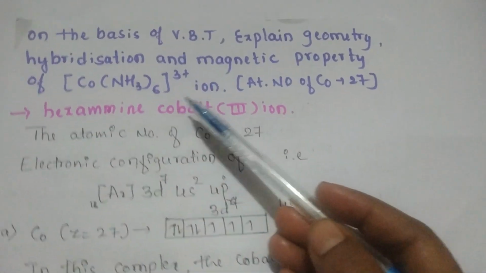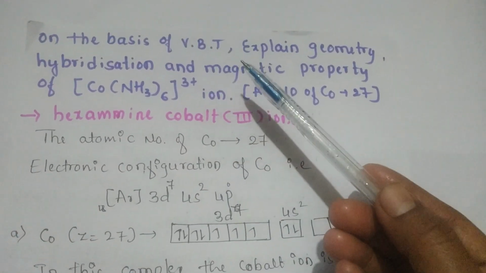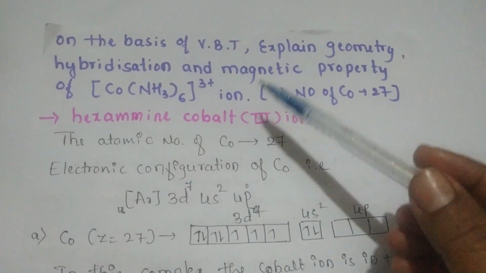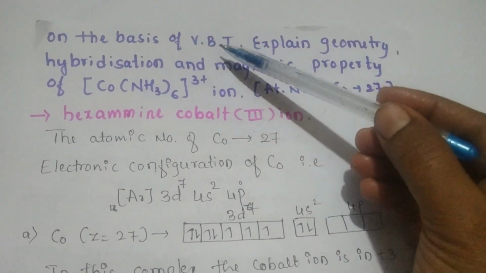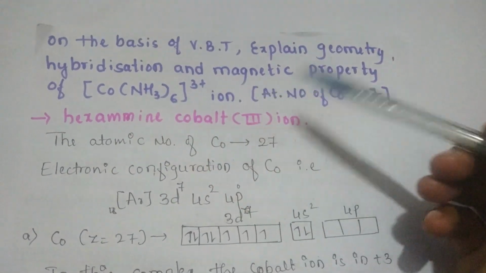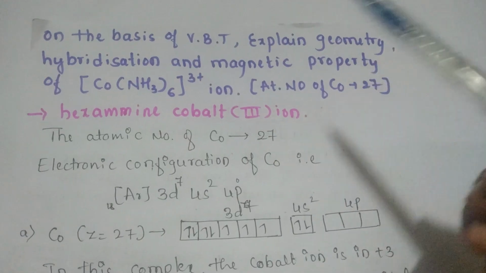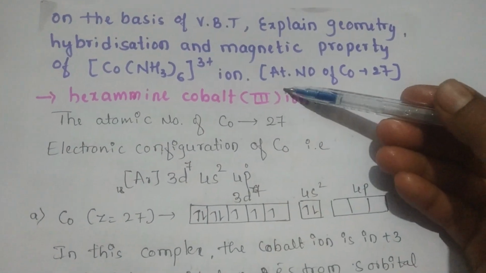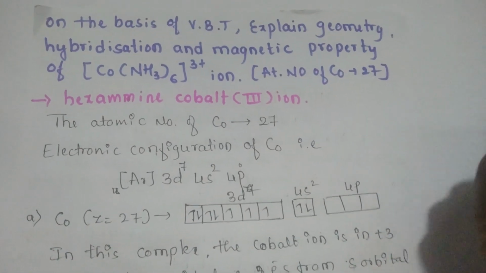So here, let us explain the question with this example, hexaamminecobalt(III) ion. On the basis of valence bond theory we have to explain the geometry, hybridization and magnetic property of this complex. For explaining this one, first we must know the central metal.